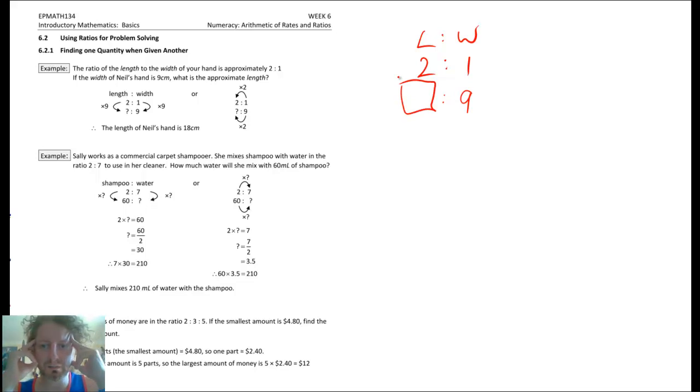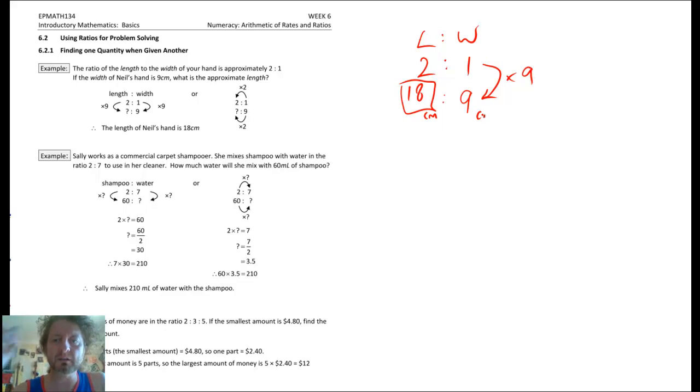Now, how do I fill in that? There's two ways to look at it. The first way I've done here on the left is I've seen a very clear times 9. This width of his hand is 9 compared to the ratio, which is 1. So it's like this batch I'm making is 9 times bigger than the ratio given. So just times 9, times 9. That says that 18 centimeters would be the length for a 9 centimeter width hand. Perfect. Just 9 times the simplified ratio.